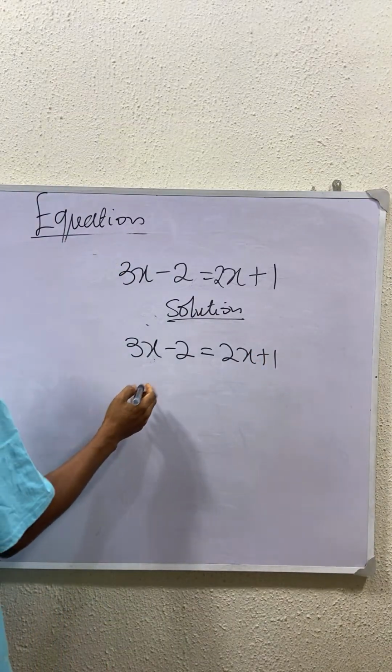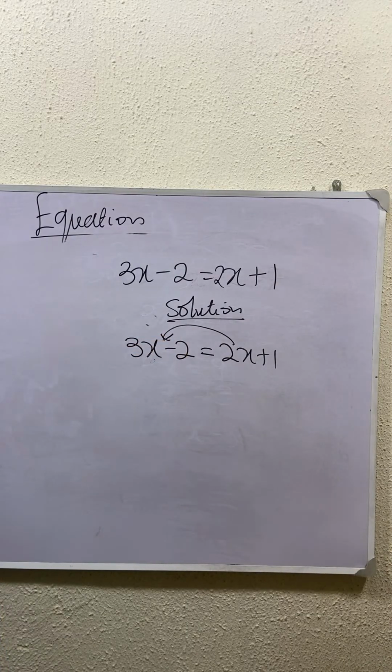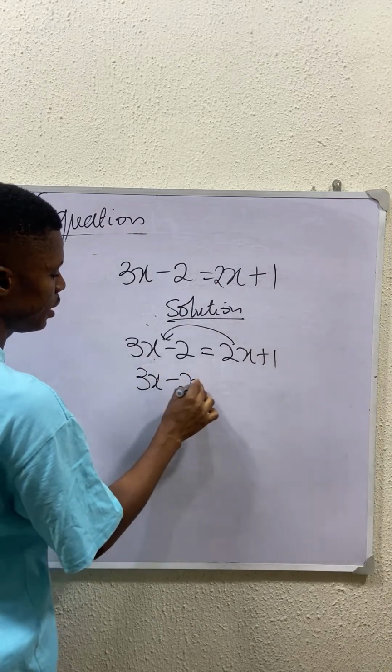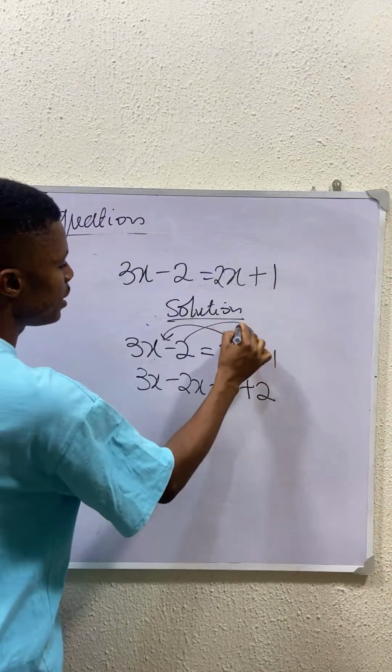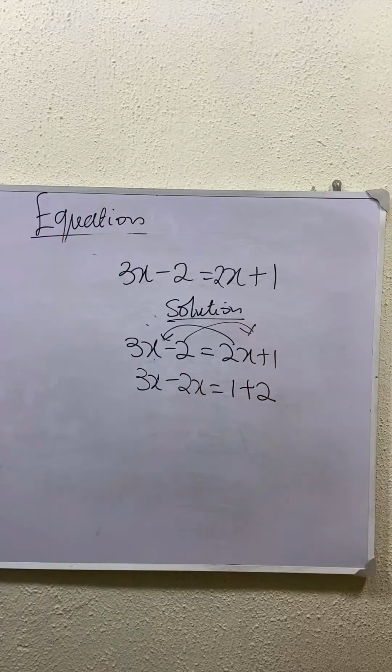So you have it that 2x will cross the equality sign and becomes negative. Okay, 2x will become negative. So once 2x is negative, you have it that 3x minus 2x is equals to 1 plus 2, because the minus 2 crosses also to become what? Positive.